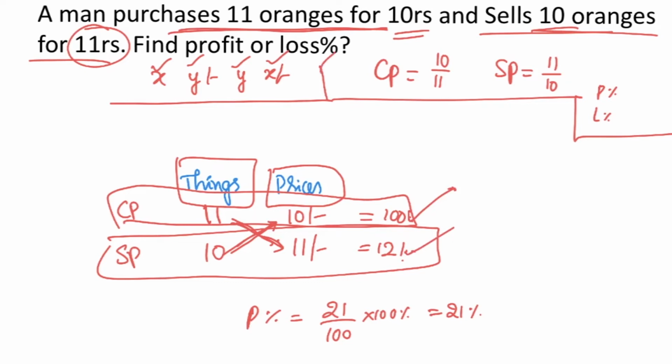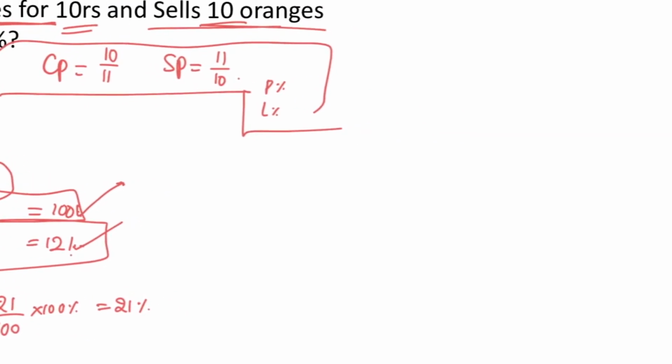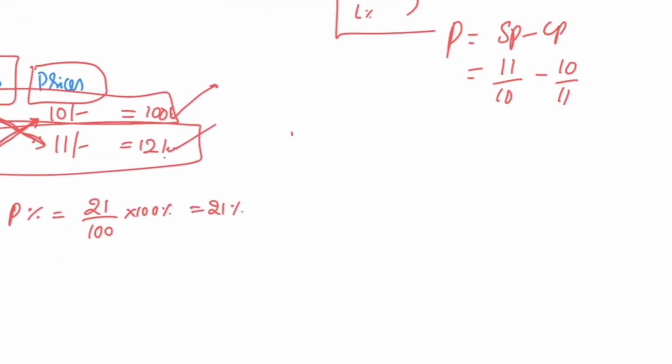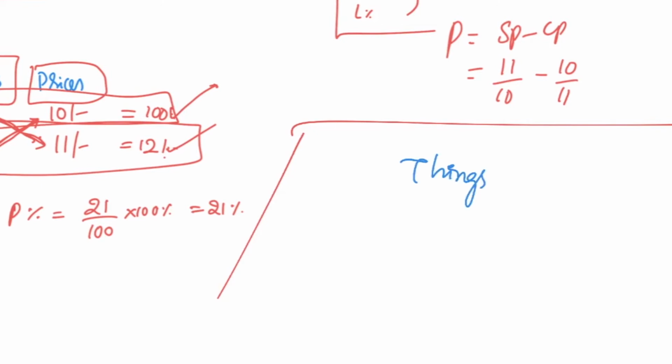And there is another method. See, cost price is 10 by 11, selling price is 11 by 10. From there you can find profit. How will you find profit? Profit is SP minus CP. SP is 11 by 10, CP is 10 by 11, which leads to more calculation. So better remember this method. First write things, then write prices, cost price, selling price.